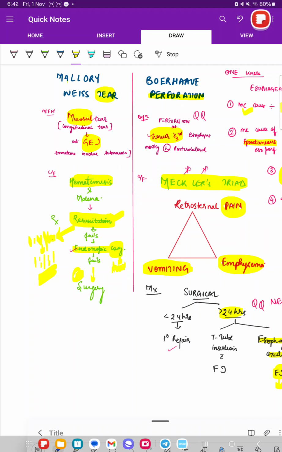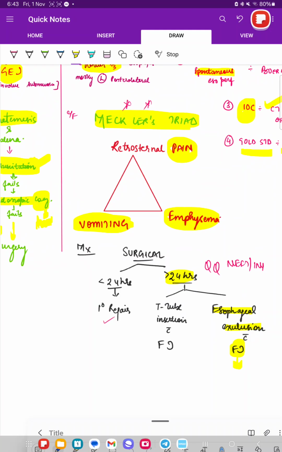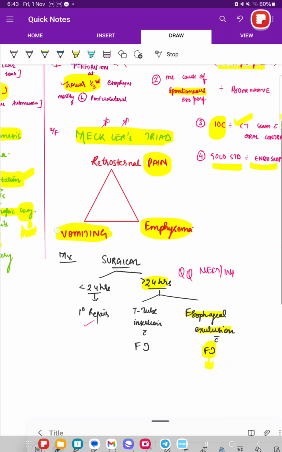If they ask in the clinical profile a patient after severe bouts of vomiting experiencing retrosternal pain, vomiting, then it's a perforation. They will not ask you whether it is Mallory-Weiss tear or perforation. They will ask the management. Then you have to go for resuscitation followed by surgical management. In surgical management, mostly they will give you the timeline. If he is coming after 24 hours, it is esophageal exclusion with FJ.